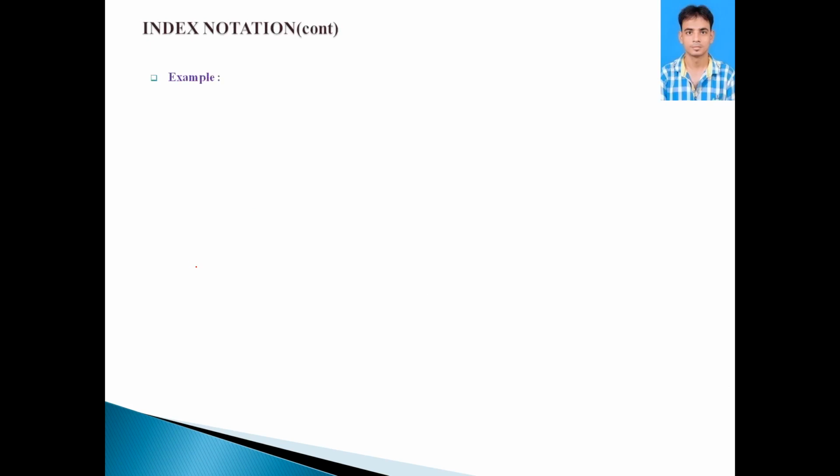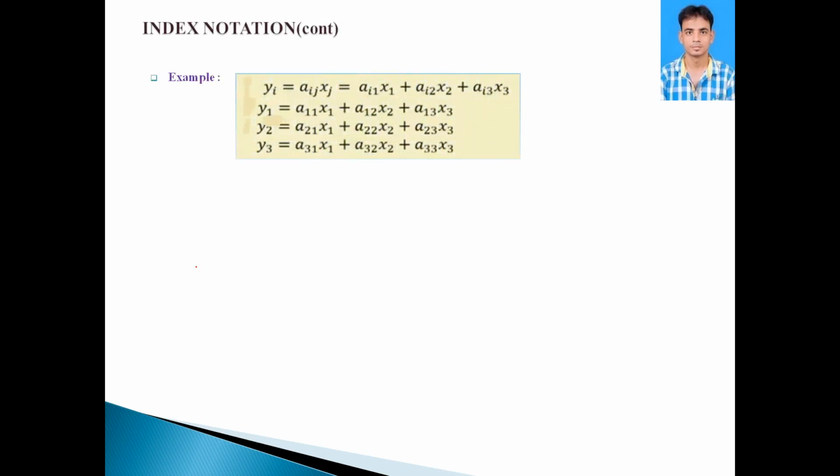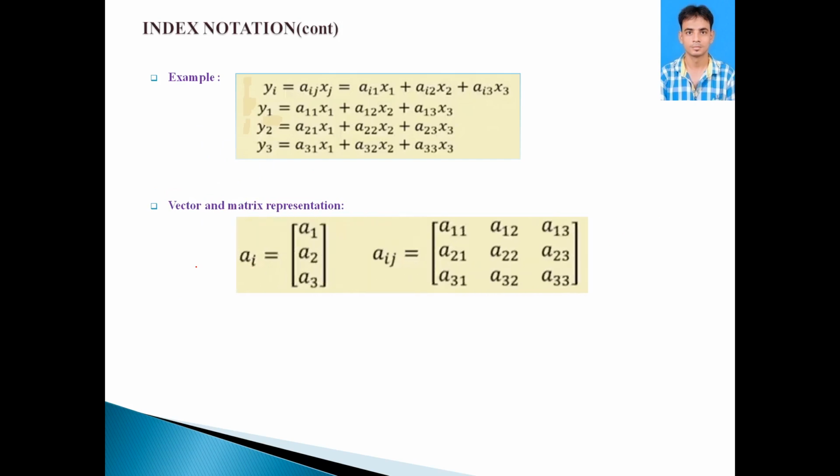Now we'll continue with the index notation. These are the examples, that is yi equal to aij xj. For j equal to 1, j equal to 2 and j equal to 3, we can write ai1 x1 plus ai2 x2 plus ai3 x3, for j equal to 1 to 3. Similarly, if you write for i equal to 1, 2, 3, that is y1, y2, y3, it can be written like this.